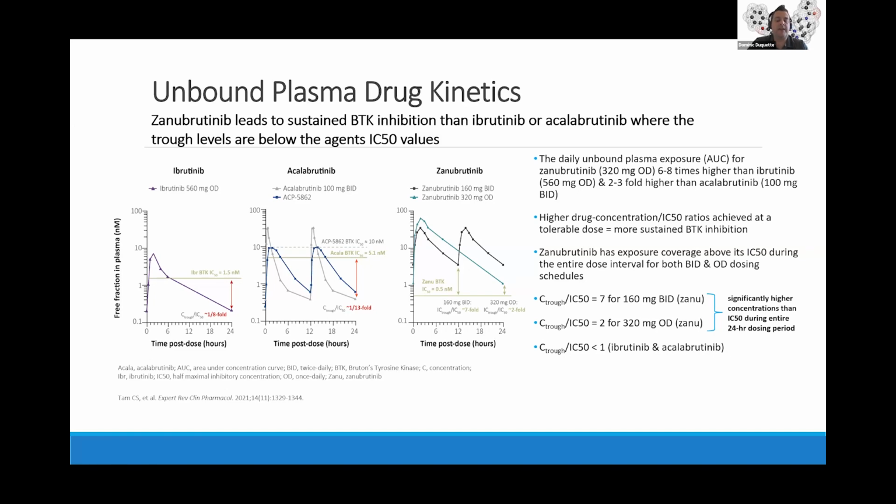So for zanubrutinib, you can see that it stays higher, either in once daily or twice daily, all the time from the IC50 level, which is not the case for the 2 others. So this, in theory, would give an advantage to zanubrutinib. Again, this is theory. We need to look at the studies to see if that translates also.